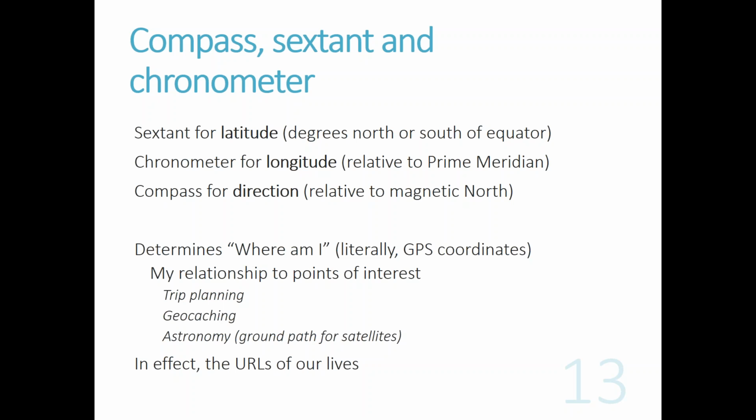And so with these tools, you can determine where I am. Literally, it's GPS coordinates. And so it represents my relationship to points of interest that I want to go to. You may create a sequence of points you want to visit when you're doing trip planning, for example. Typically, we don't hit the road and then decide where to stay along the way. We plan those stops in advance and set up our hotels and so forth.